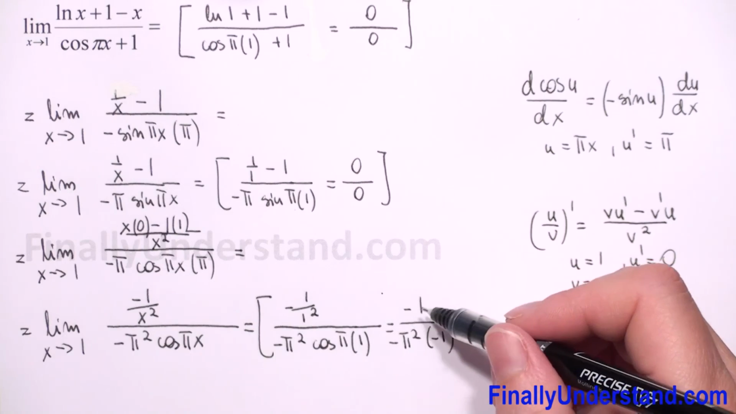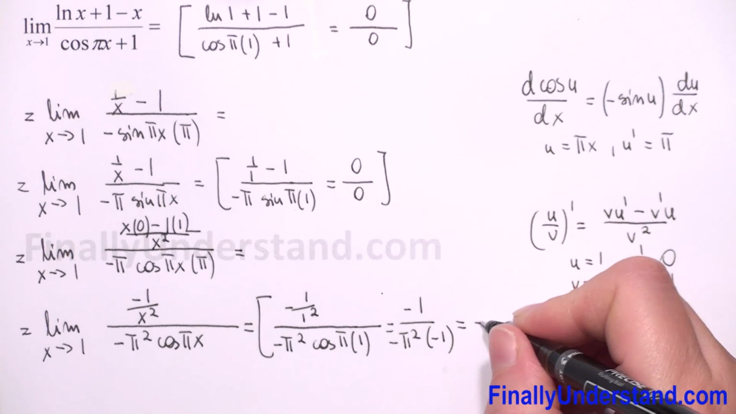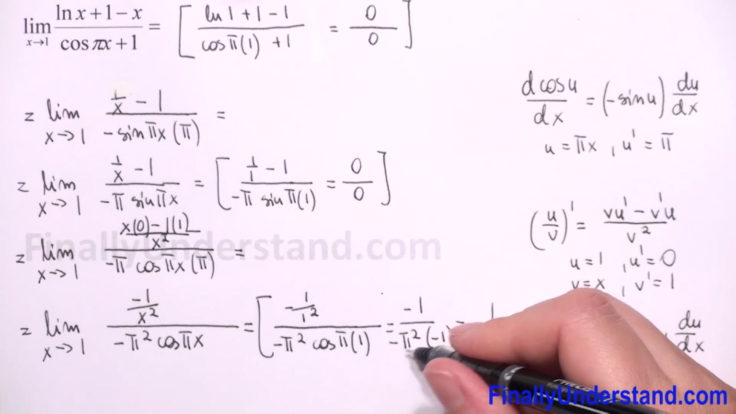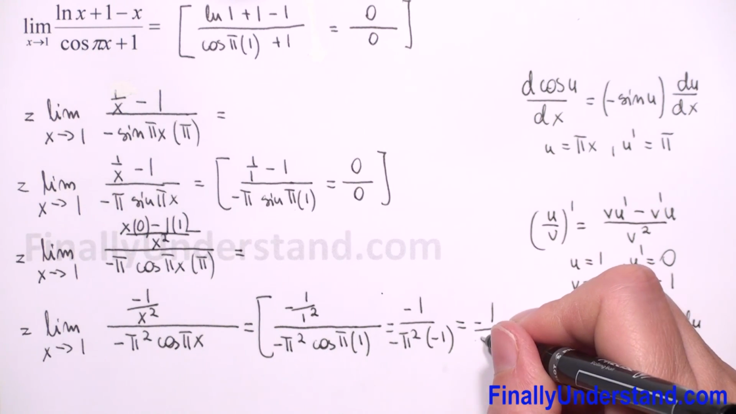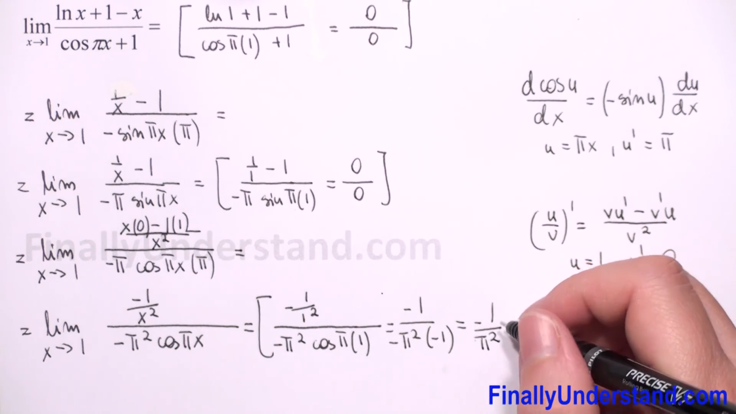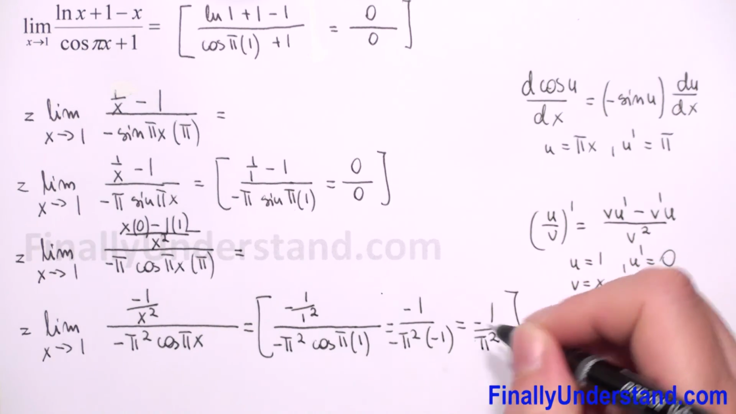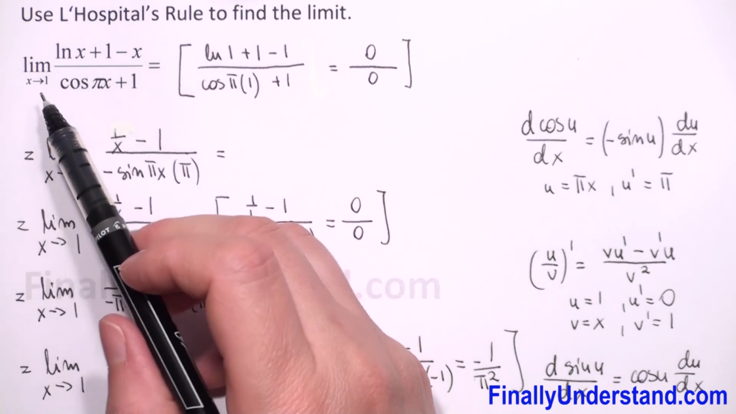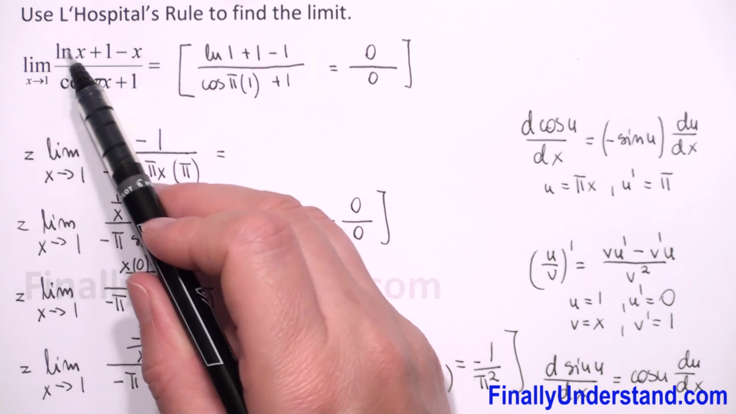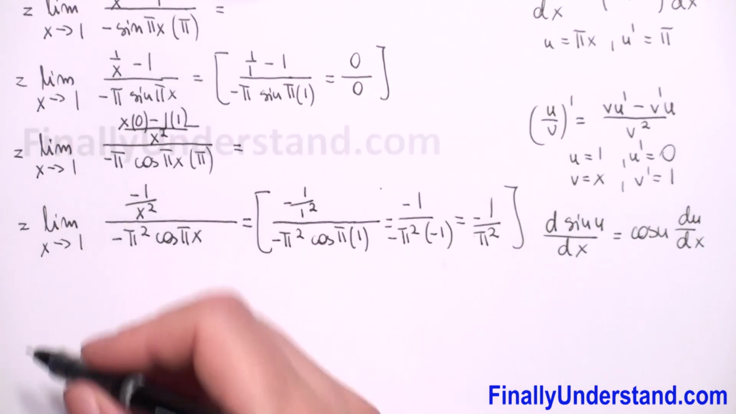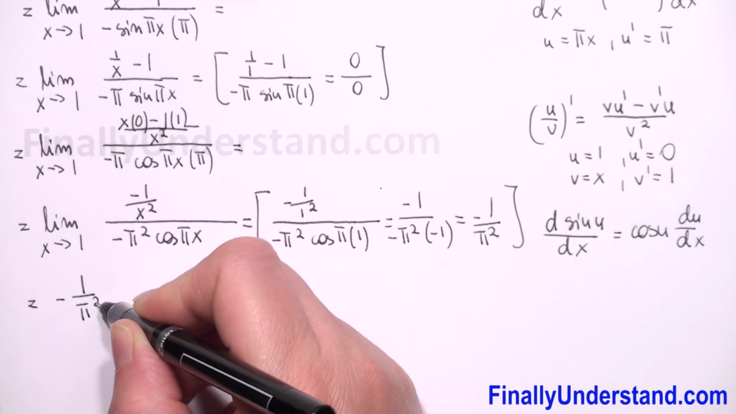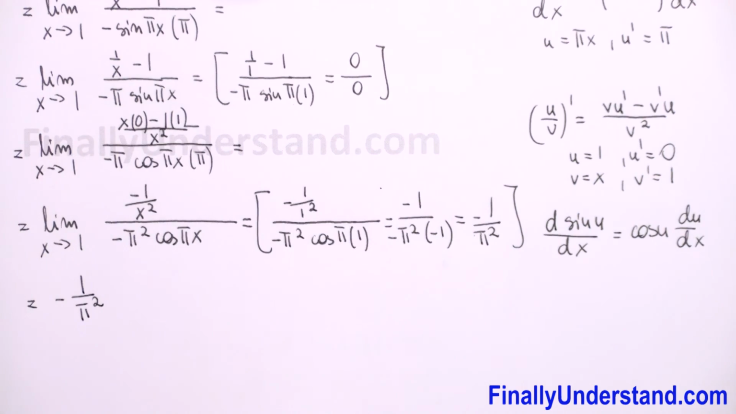So this is equal negative 1 over pi, negative pi squared times negative 1 is positive pi squared. So we can write that limit as x approaches 1 of our function is equal negative 1 over pi squared. This is my solution.